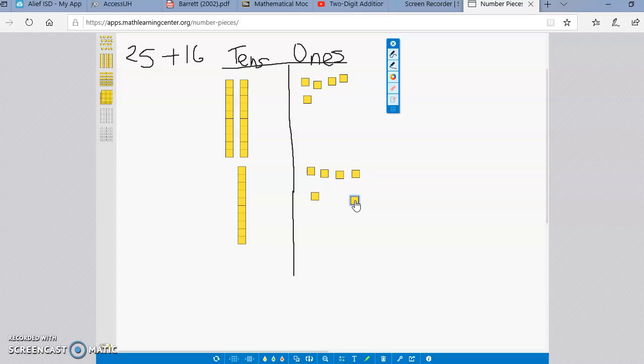So that we can regroup, we're going to start adding the ones place first. We have 1, 2, 3, 4, 5, 6, 7, 8, 9, 10, 11. We are going to compose 10 of our ones so that we can move it over to our tens place.